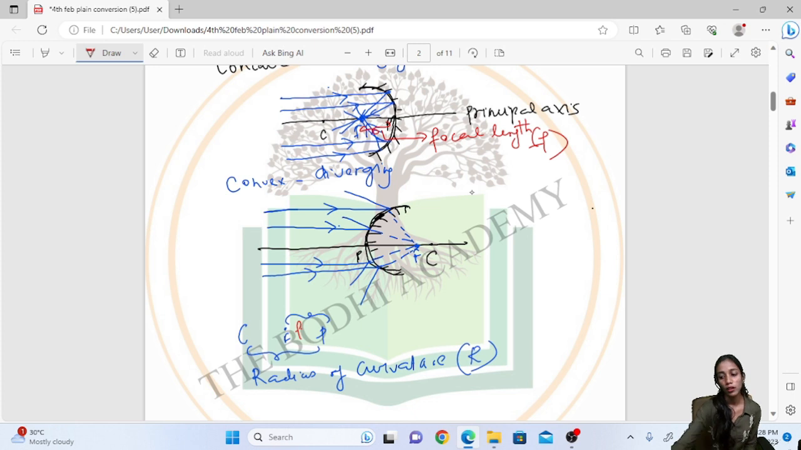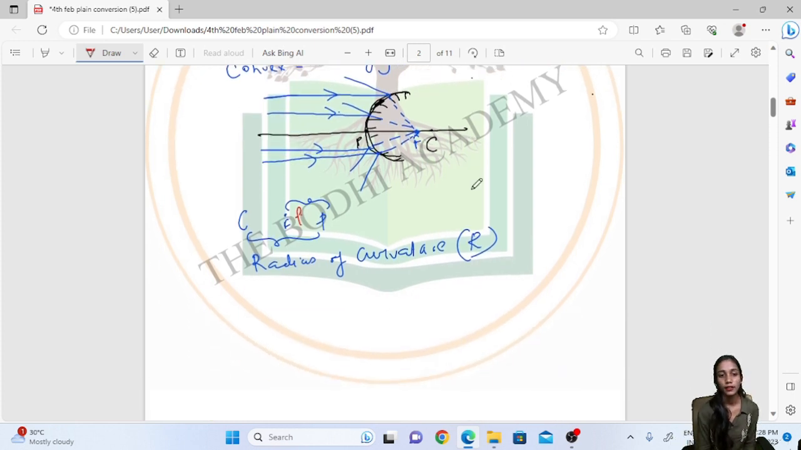So I have said that the focus lies midway on the radius of curvature. So the focal length is half the radius of curvature. We say that R equals 2f, or focal length f equals R by 2. So it is evident that the focal length is half of the radius of curvature, and the radius of curvature is twice the focal length.